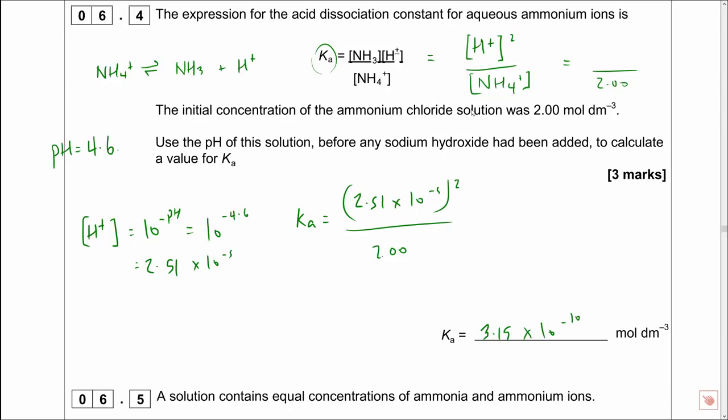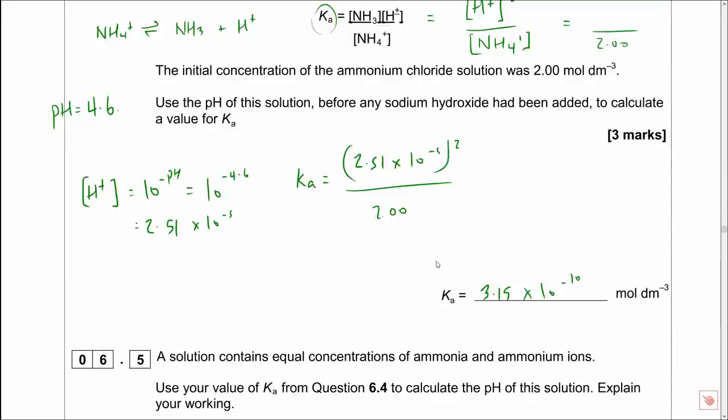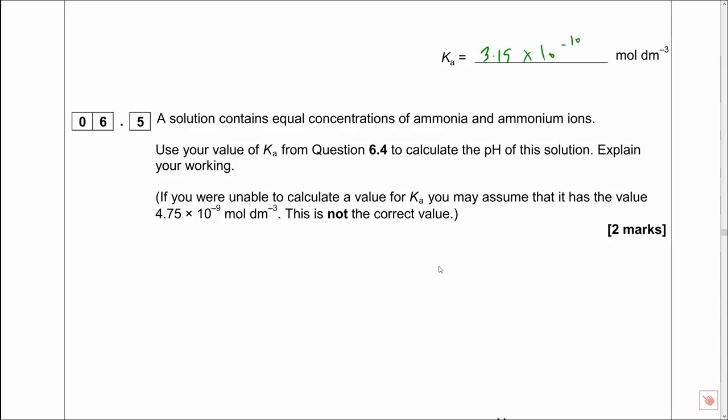Nice question, this, actually. I like that. I've not seen one particularly like that before, using the pH curve and working backwards, but not too difficult there, and 3 marks, again, quite a good number of marks for what is actually quite a low amount of time.